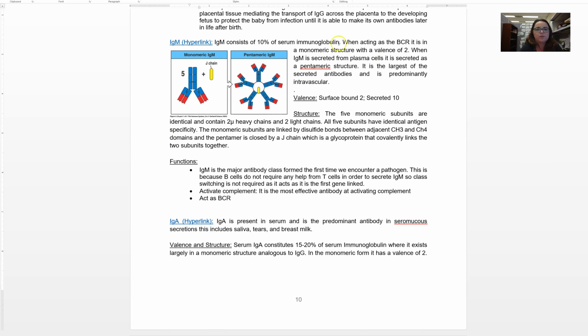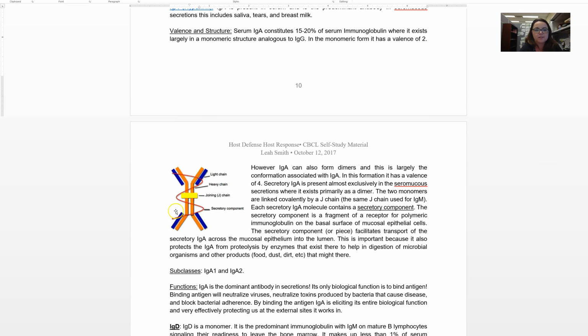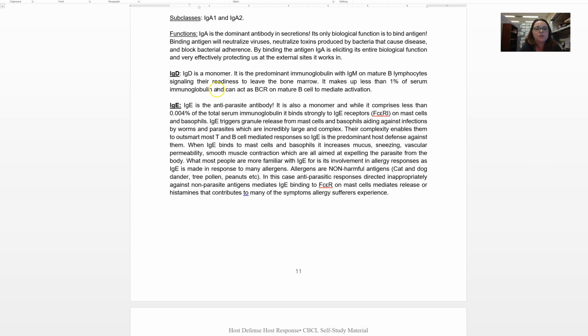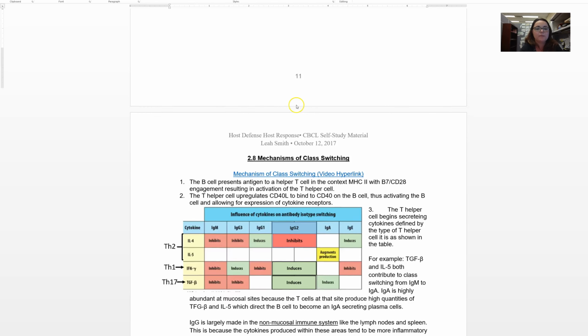So you have to go through this for IgG, IgM, IgA, and for IgA, make sure you understand it has this strange structure with the J chain and the secretory component. IgD and IgE. Really the only thing you need to know about IgE for now is that it has a big job with allergens and parasites. That's as far as I would go with that.